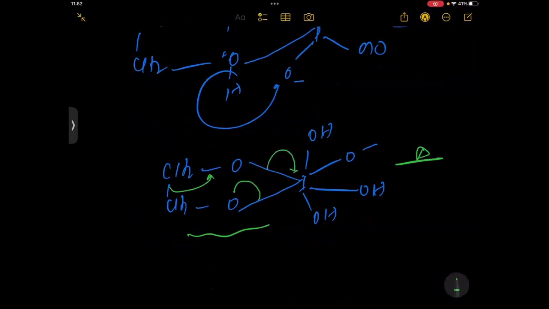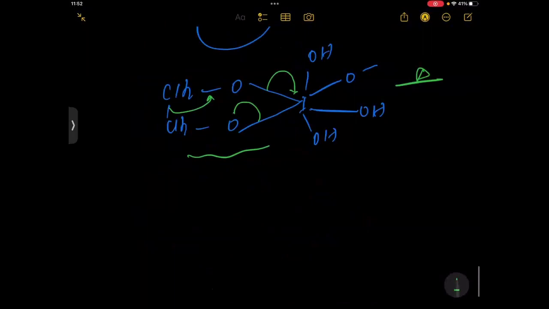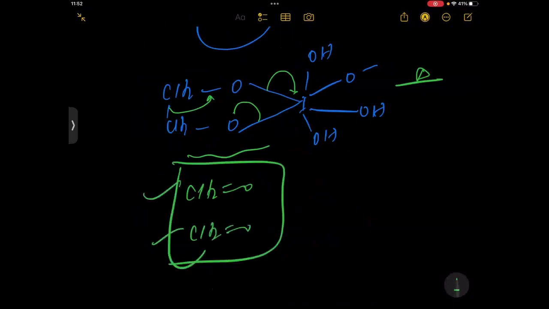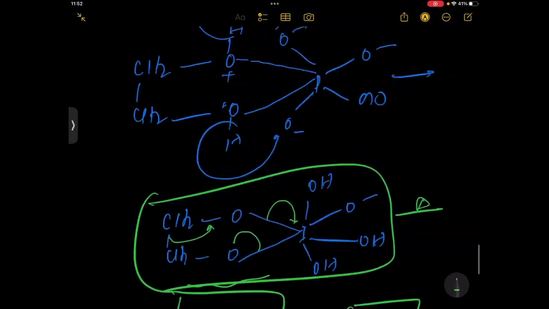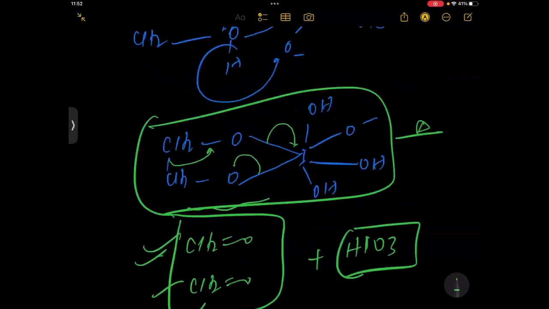And you will get CH2 double bond O and CH2 double bond O. This is the way every time you get the product, exactly in the same way, and then you get HIO3 here. So I hope you understood how you obtained the product. Exactly this is the way. I hope, students, you understood this whole mechanism of periodic acid, HIO4.